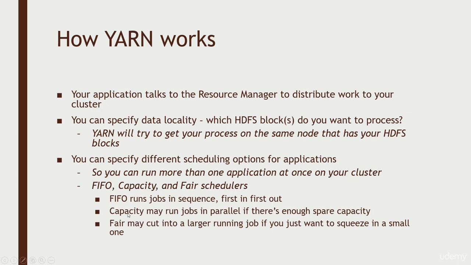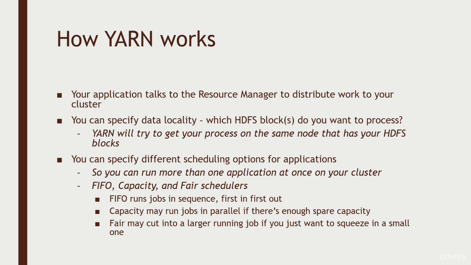Capacity means that if you're trying to run multiple applications at once on your Yarn cluster, they might run in parallel if there's enough spare capacity. So if you've kicked off a MapReduce job, for example, on top of Yarn that is only using a portion of your cluster, the capacity scheduler can say, hey, I have some spare capacity here. If someone else wants to run another application, that can run at the same time on the other nodes.